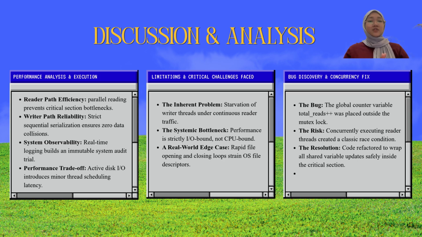Next, we candidly address the systemic limitations of our current design. Because our project implements a first readers-writers problem model, it inherently favors readers. This means that under heavy, continuous student read traffic, our library writer threads face a severe risk of starvation, sitting in the semaphore queue indefinitely.